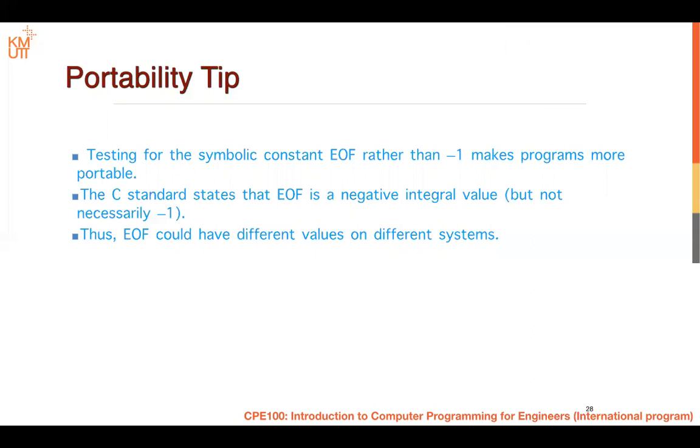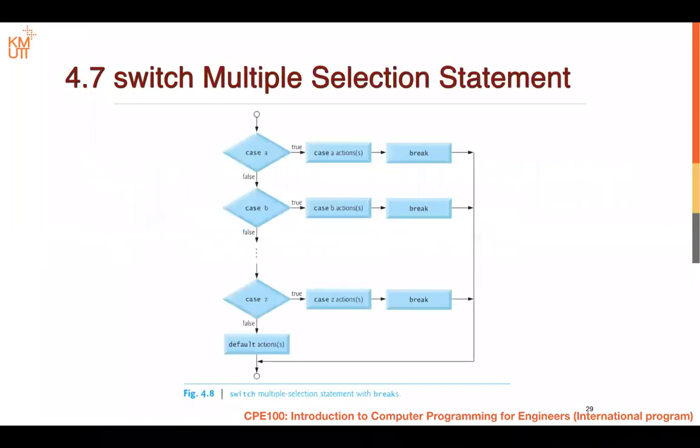The C standard states that end of file is a negative integral value, but not necessarily -1. Normally in Windows it will return -1, but it's not necessary. It depends upon the machine. Okay, that's too detailed, but you will know about this later. Therefore, end of file could have different values on different systems. Okay, that's what I've just talked to you about.